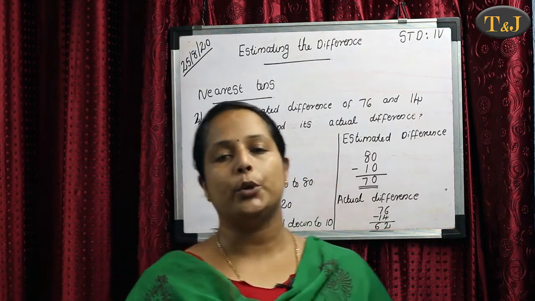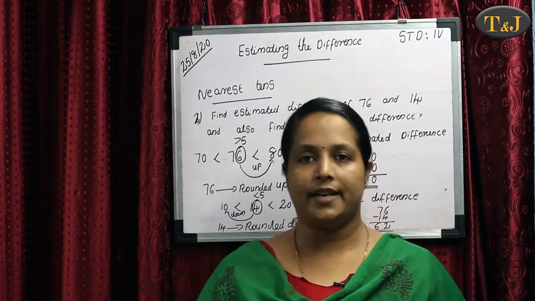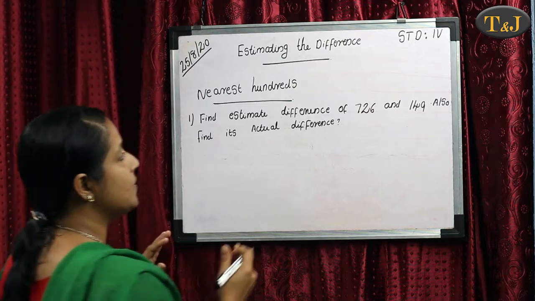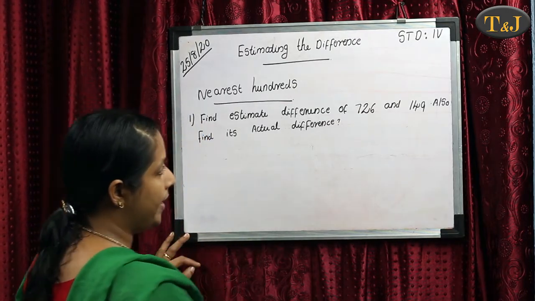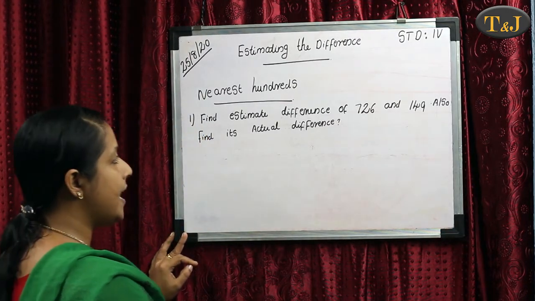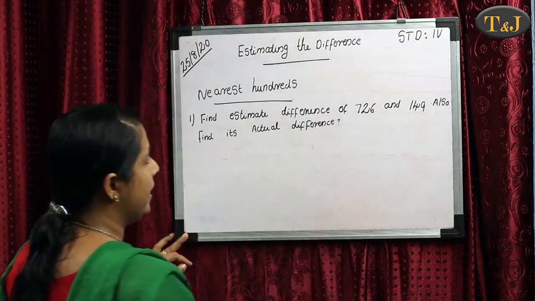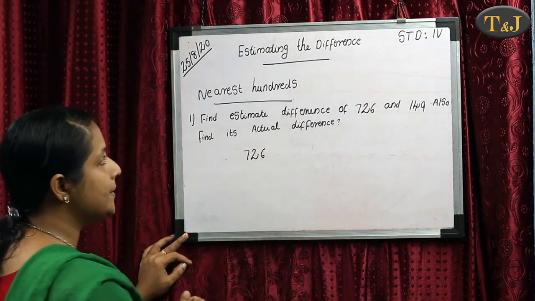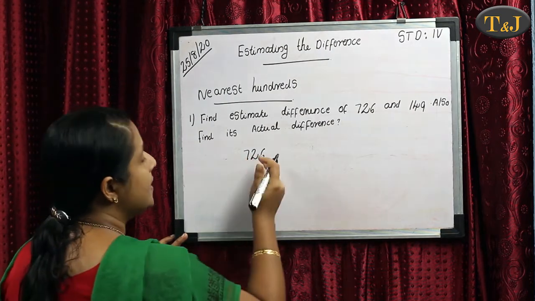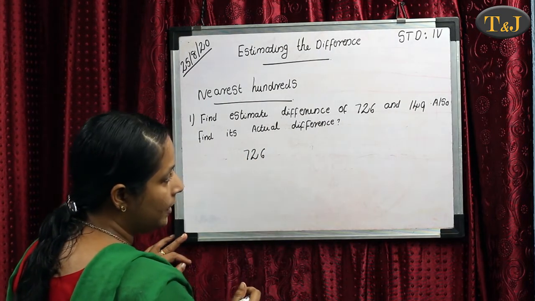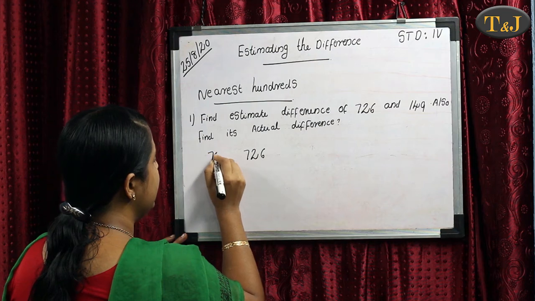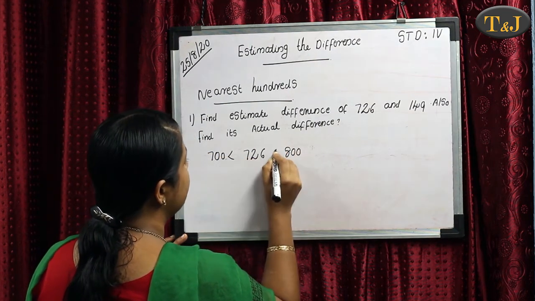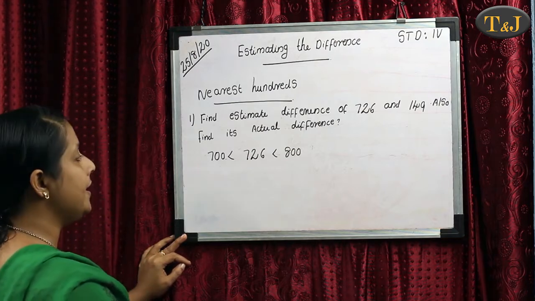Okay. Next we are going to take the nearest 100 case. I will explain with the help of an example. Find the estimated difference of 726 and 149. Also find its actual difference. First we are taking the value 726. In the case of nearest 100, we know that 726 lies between 700 and 800.